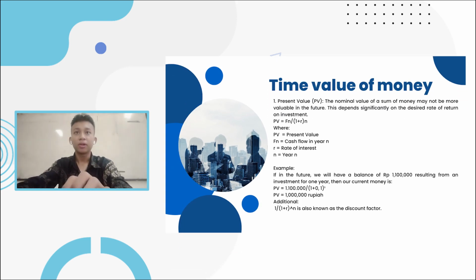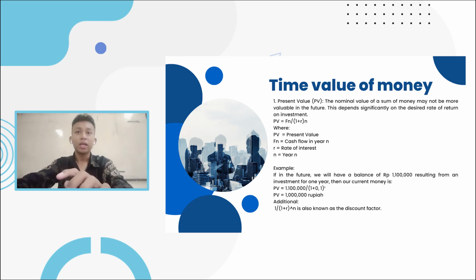First, present value, PV. The nominal value of a sum of money may not be more valuable in the future. This depends significantly on the desired rate of return on investment. And the formula is PV equals Fn over (1 plus R) to the power n, where PV is present value, Fn is cash flow in year n, R is the rate of interest, and n is year.